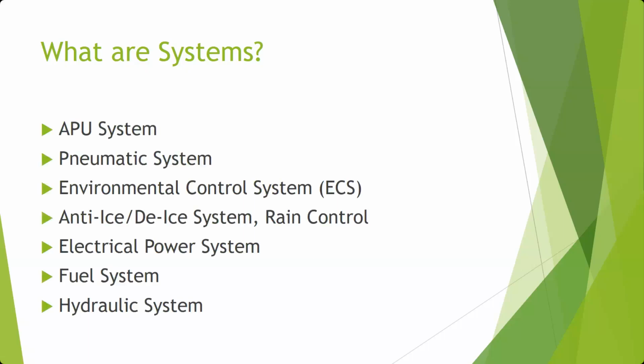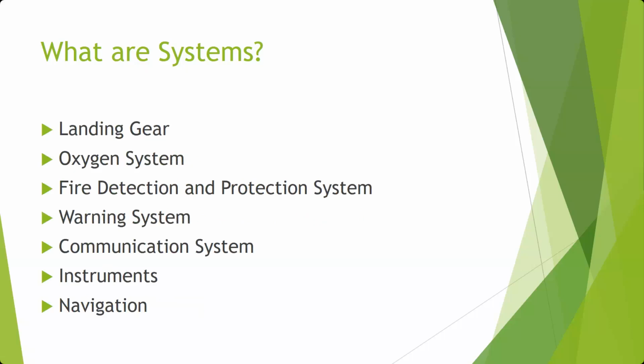The first page of like 3 or 4. APU, auxiliary power unit. A twin engine airplane actually has 3 turbine engines on it. Little tiny turbine engine. Pneumatic, which is like bleed air. Environmental control, this is getting into where you're saying oxygen, pressurization, and then temperature control. Those often are lumped into environmental control, but they're kind of separate too. You can look at them either way. Anti-ice, de-ice, rain control, electrical, fuel, hydraulic.